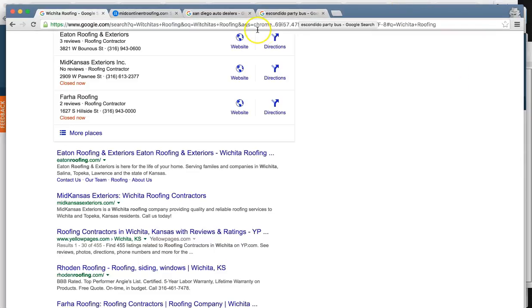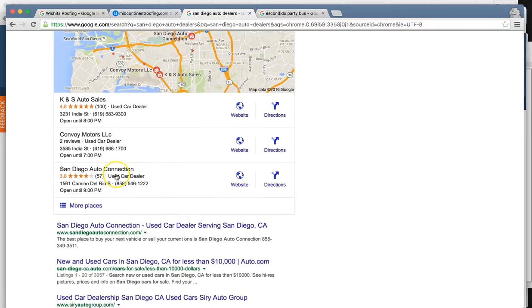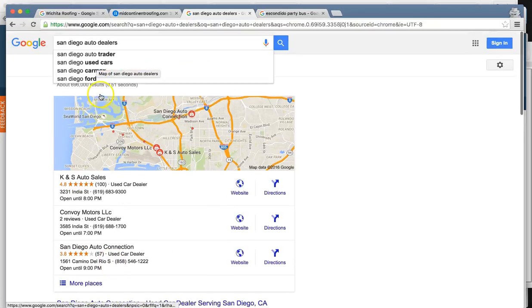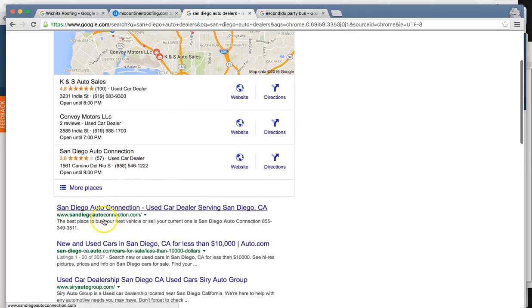Let me show you some of our clients in San Diego. A huge auto dealer, San Diego Auto Connection. When we started, they were on page three. Now they're number three organically for San Diego auto dealers. A huge keyword search, and number one organically.